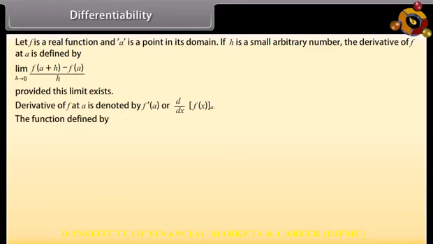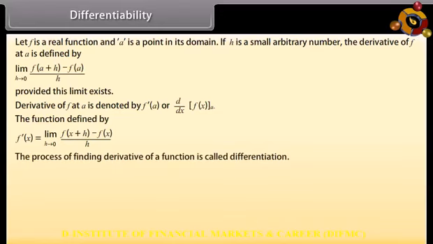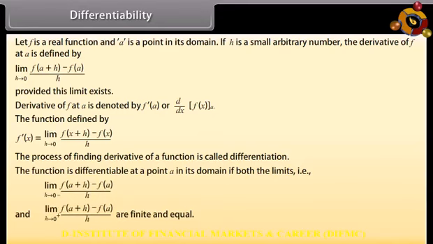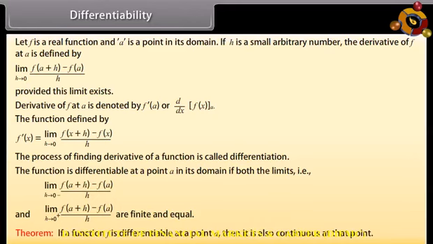The function defined by f'(x) = limit h approaches 0 of (f(x + h) − f(x))/h. The process of finding the derivative of a function is called differentiation. The function is differentiable at a point a in its domain if both the limits, that is, left-hand limit and right-hand limit, are finite and equal. Theorem. If a function f is differentiable at a point a, then it is also continuous at that point.